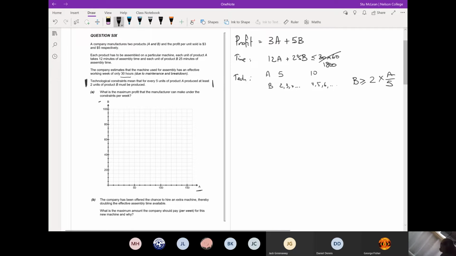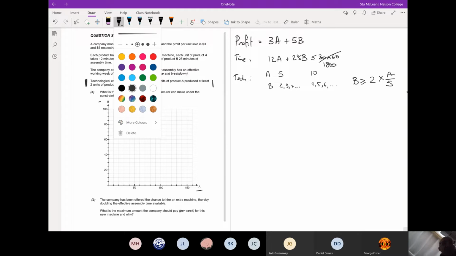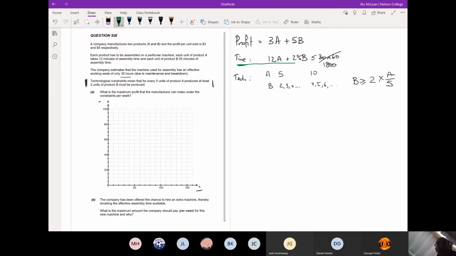Okay, let's color these bad boys and put some lines on. Green will be our time line. I'm going to use that straight line method: if A is 0, then 25B equals 1800. So B is 1800 divided by 25, which is 72. So when A is 0, B is 72. 72 must be about there.